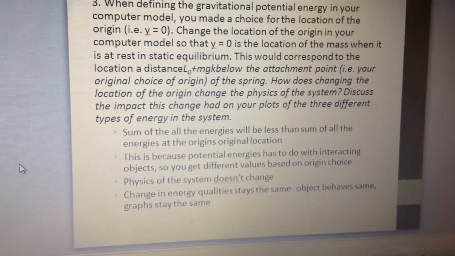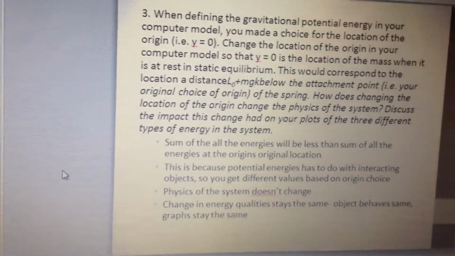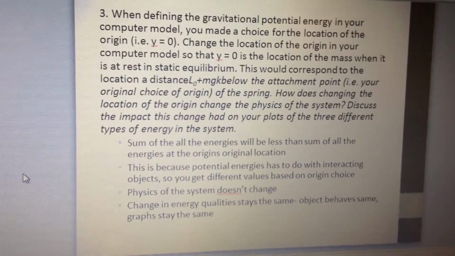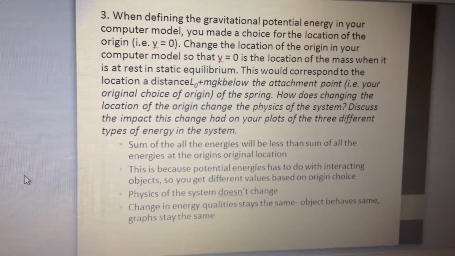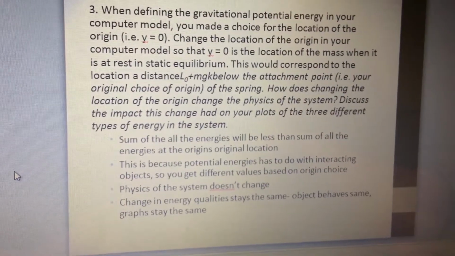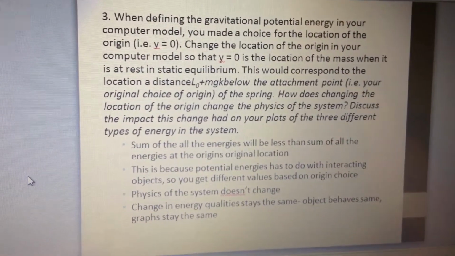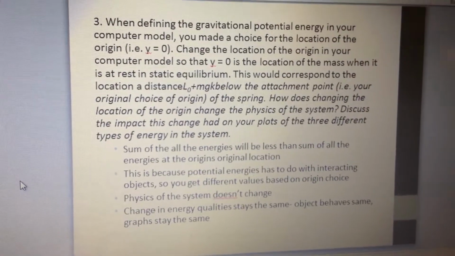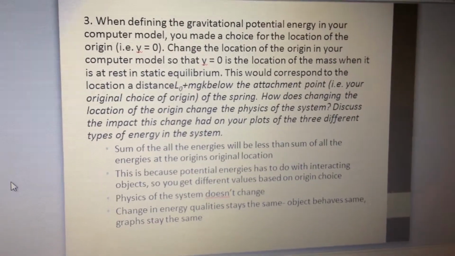So what we're going to look at here is we're really just changing the location of the origin. So the sum of all the energies will be less for the new origin than the sum of all the energies at the origin's original location. So the new one is less than the old one.